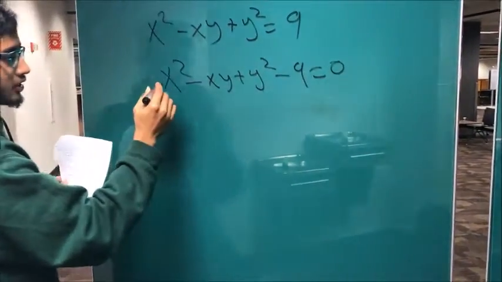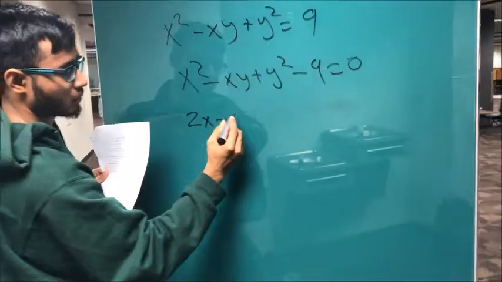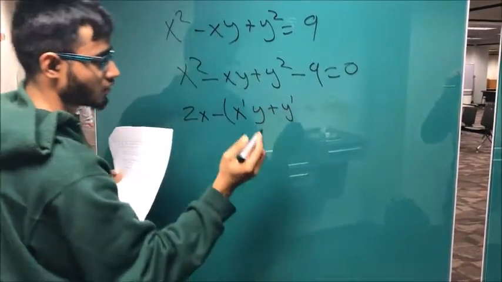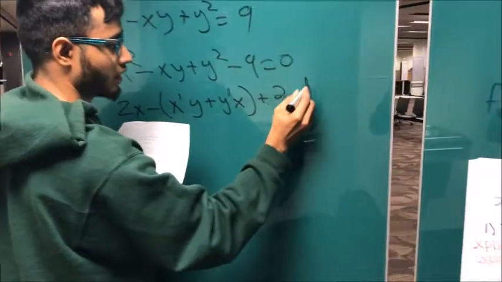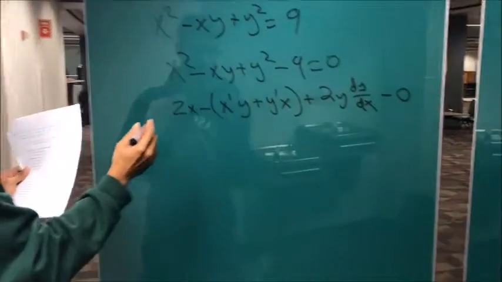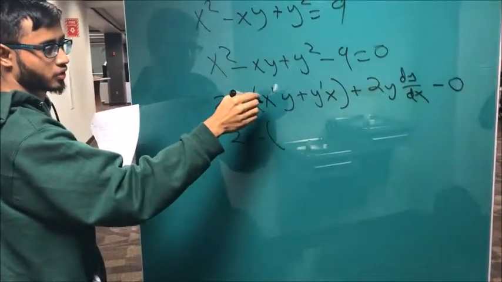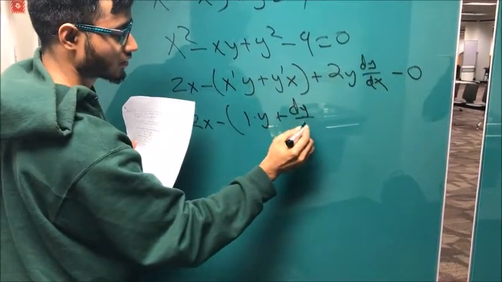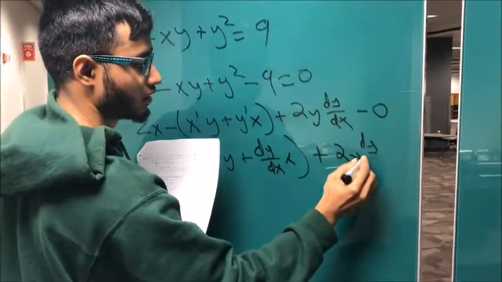So we know y is a function of x. We differentiate x squared, so it's just going to be 2x. Then minus, this is a bigger case, we differentiate the first one, then y plus the derivative of y times x. And y squared is a function, so we get 2y dy/dx. And the derivative of minus 9 is 0. So let's simplify this more: 2x minus, the derivative of x is just 1 times y, plus x times dy/dx, since we're differentiating with respect to x and y is a function, plus 2y dy/dx.